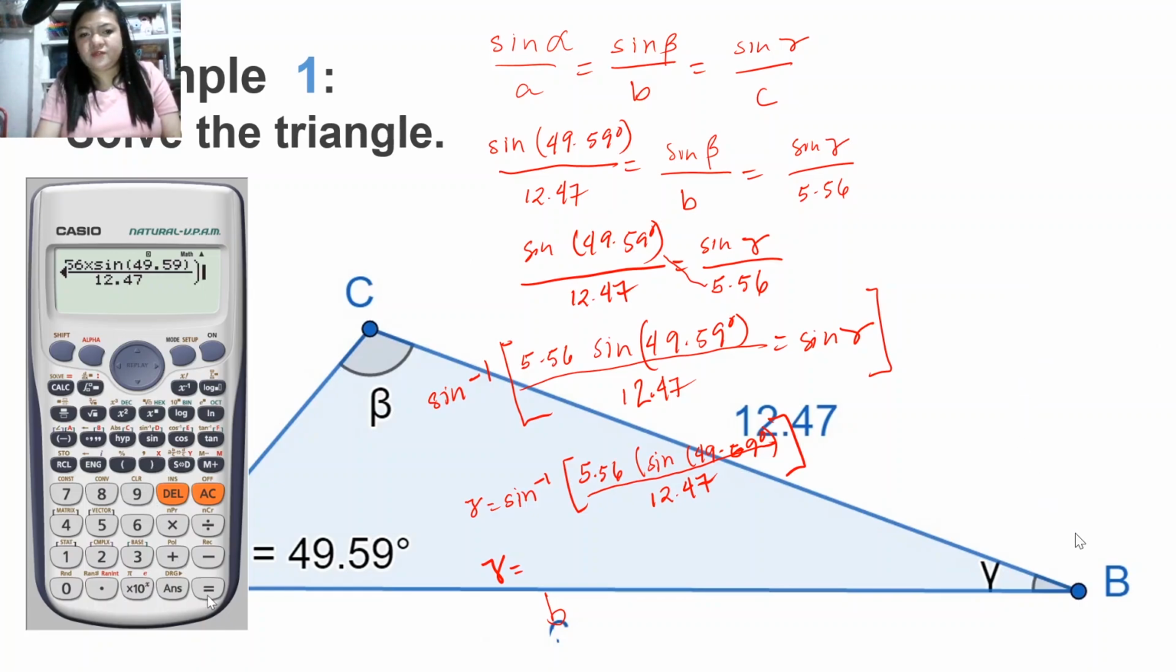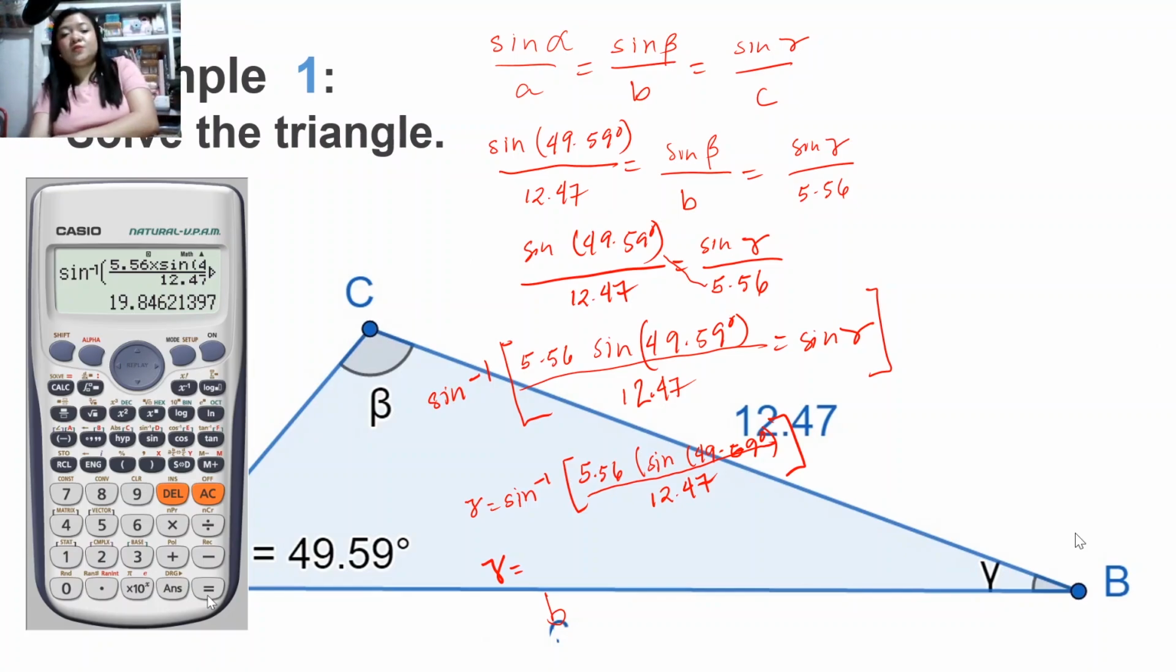So the measure of gamma is 19.84621397. So let's round it off to two decimal places. 19.84 will become 19.85 because the number after 4 is 6. So we round up to 19.85. So gamma is 19.86 degrees.